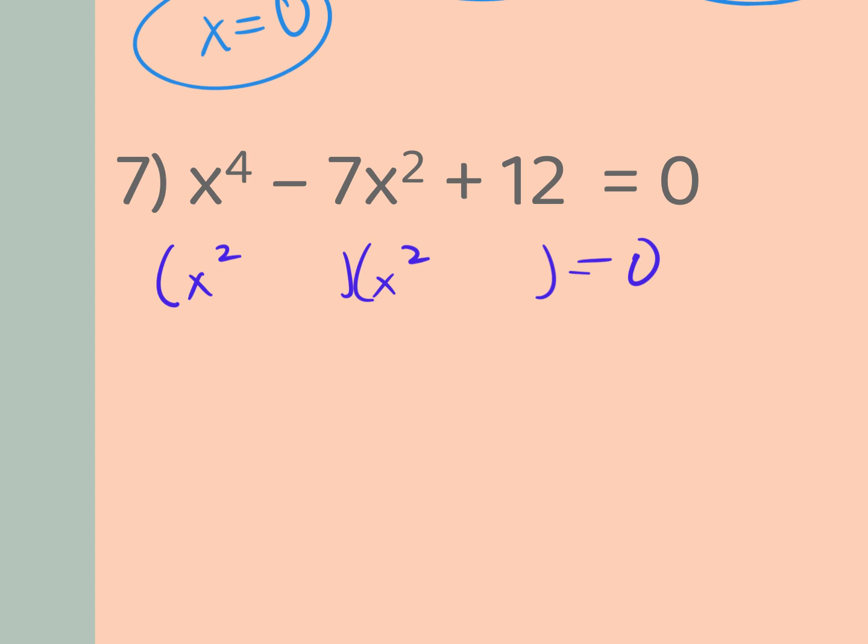What are the factors of positive 12 that multiply to give me positive 12 but add to give me a negative 7? Negative 4 and negative 3. Great. Is there anything else I can break down? X squared minus 4 becomes x plus 2, x minus 2. And then I have x squared minus 3.